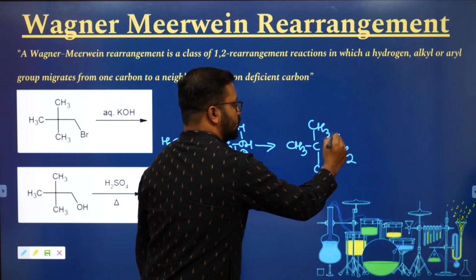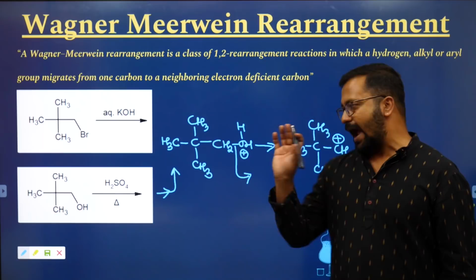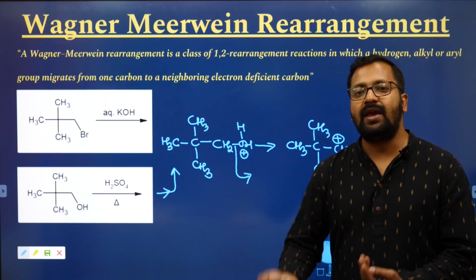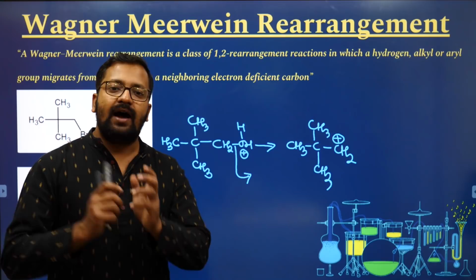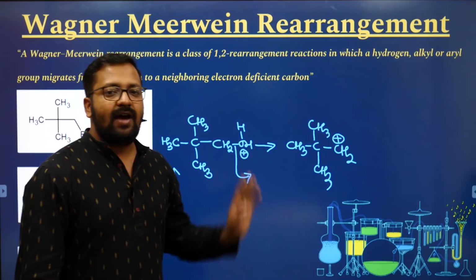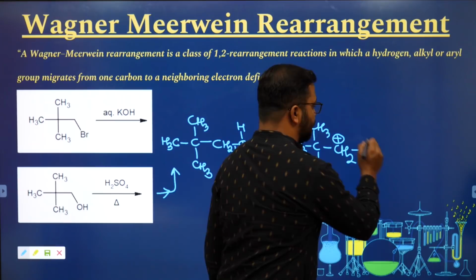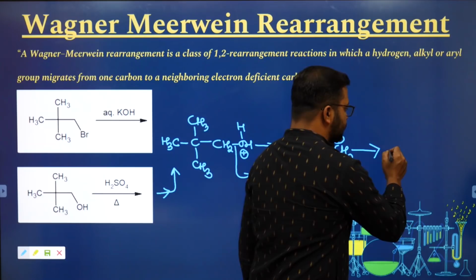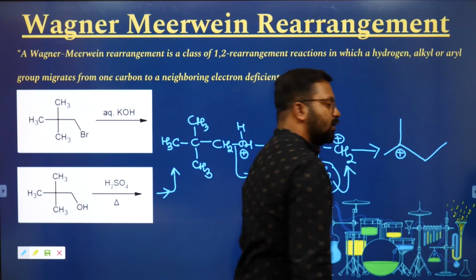so what at this point of time aapko karna kya hai, aapko ye decide karna hai ki agar main adjacent point se ek group ko move karu is carbocation pe, then will I be getting a more stable carbocation or not. If you are getting a more stable carbocation, then a Wagner Meerwein rearrangement would take place. Without a doubt, Wagner Meerwein rearrangement would take place. So iska hum agar rearrangement karaye, Wagner Meerwein rearrangement, then this methyl will shift over here and I will be getting this carbocation. Okay, I will be getting this carbocation.